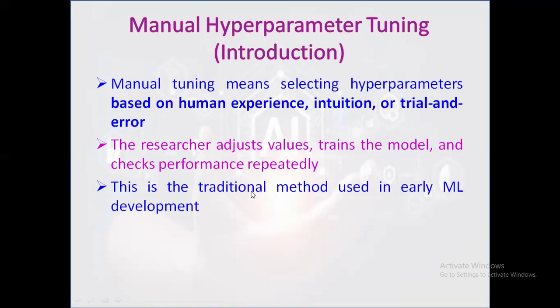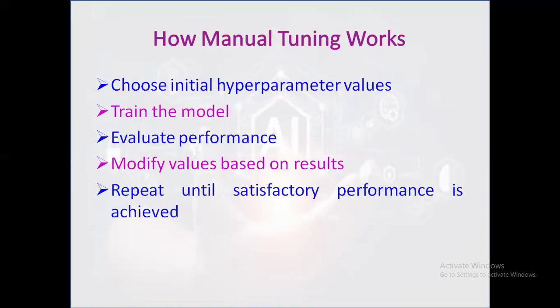And this is the traditional method used in early machine learning developments. Before automated search techniques became common, most machine learning models were tuned manually. Even today, manual tuning is still useful for small data sets and simple models. And how does manual tuning work? Choose the initial hyperparameter values. The process begins by selecting reasonable starting values, often based on theory, prior studies, or common defaults. Train the model. The model is trained using the selected hyperparameters, so its learning behavior can be observed.